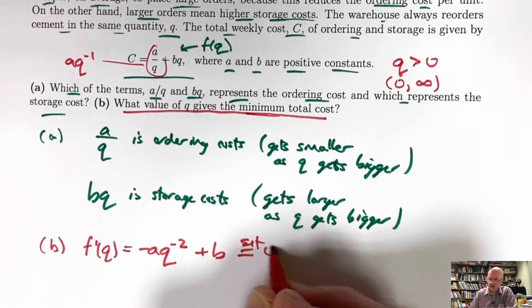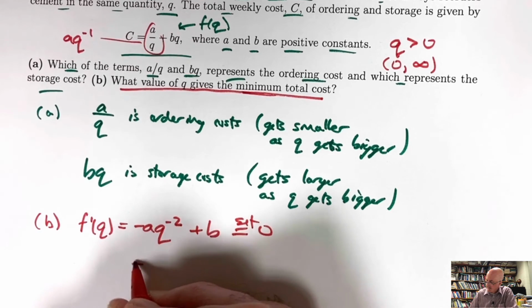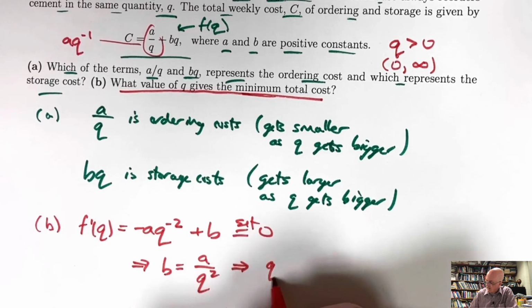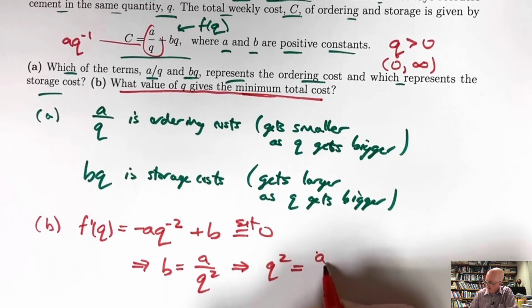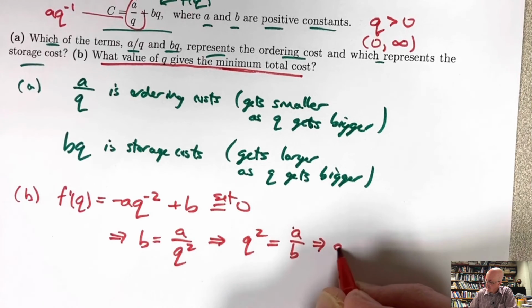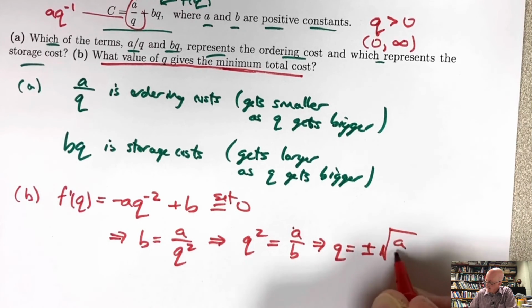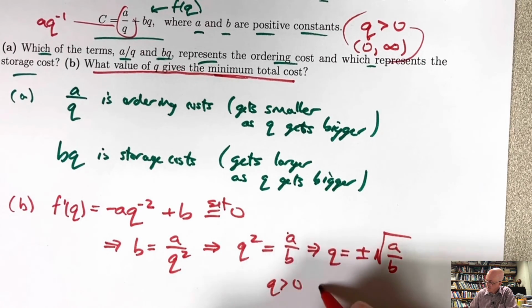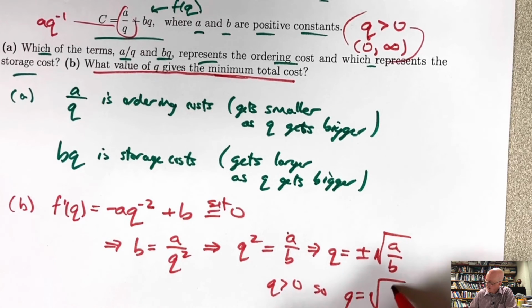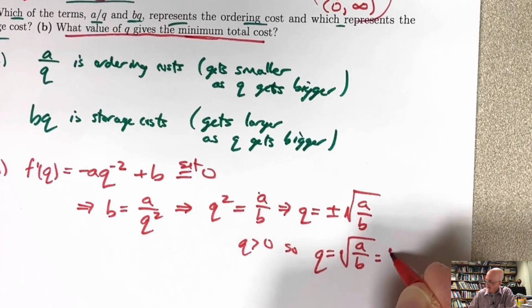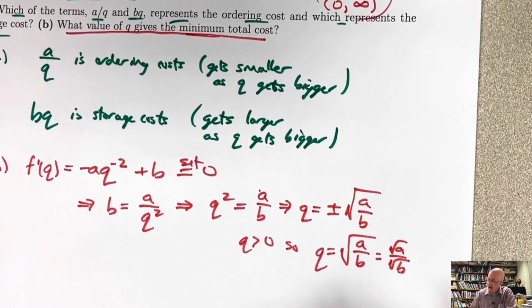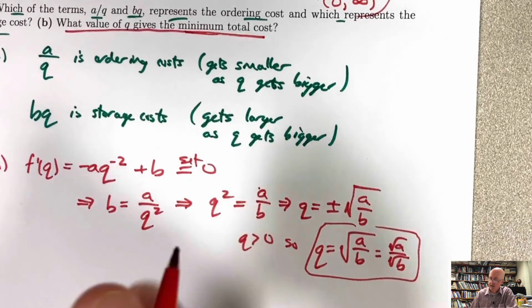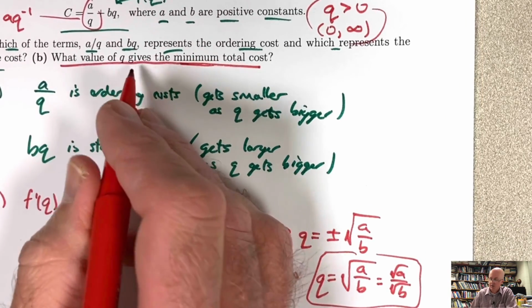Set that equal to 0 and solve for Q. It's the same as B equals positive A over Q squared, or if you cross multiply, Q squared is A over B. And so Q is plus or minus square root of A over B. But we want the positive one. Q is positive, so Q is the positive square root of A over B, which is the same as the square root of A divided by the square root of B, and either answer is fine. That's the value of Q that gives the minimum total cost. Well, we haven't checked that it's a minimum, but it will be. That'll be the answer to part B.